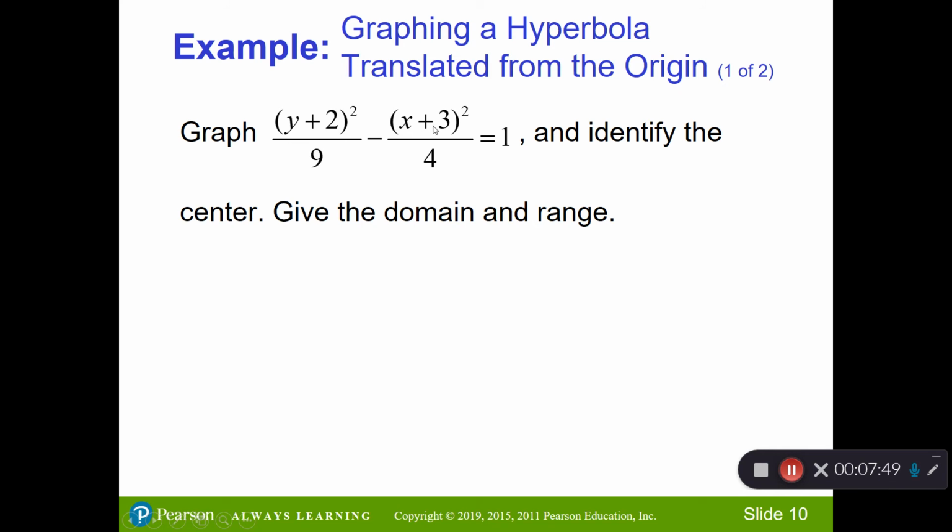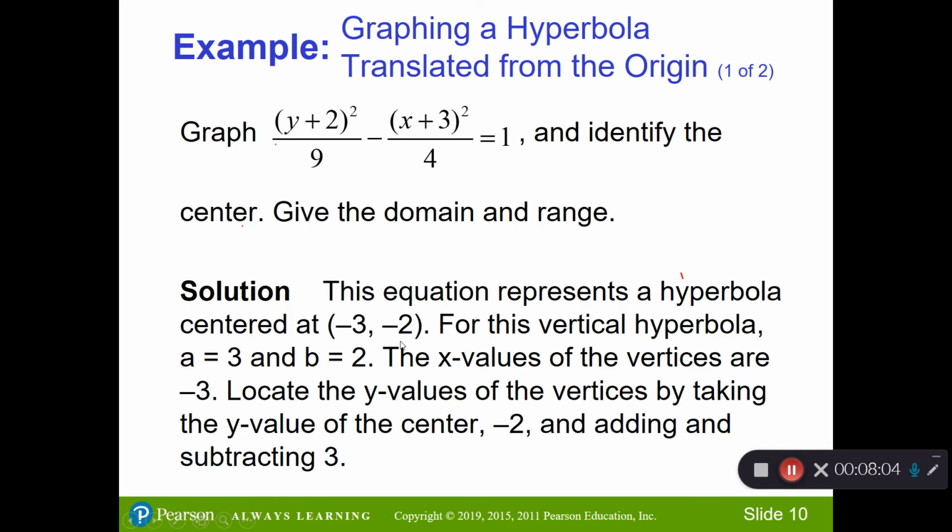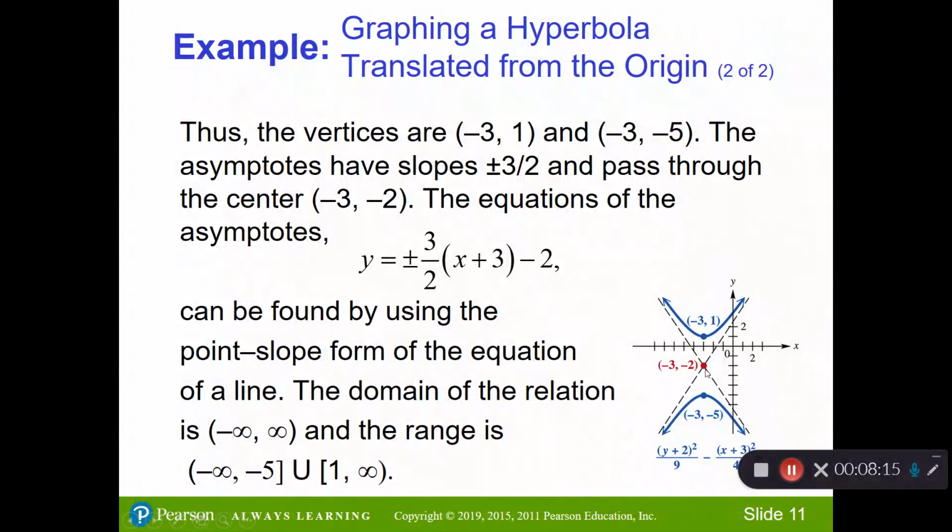So my center is at -2, -3. So -2, -3, I'm opening up and down since the y is positive. So from -2, -3, I'm going to be moving up the y by 3 and over on the x by 2. So go up by 3 and it takes me to 0, down by 3 it takes me to -6, and then over by 2 on the x.